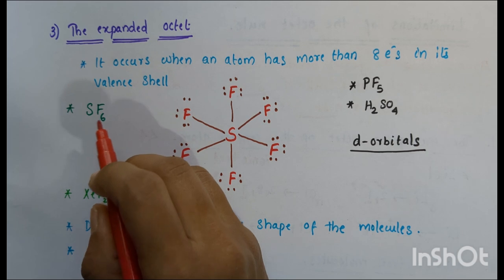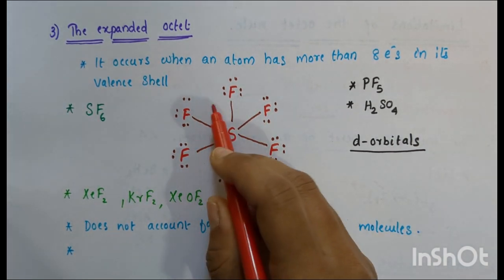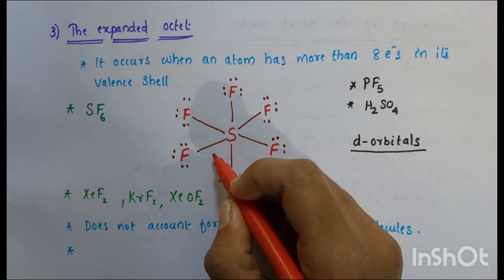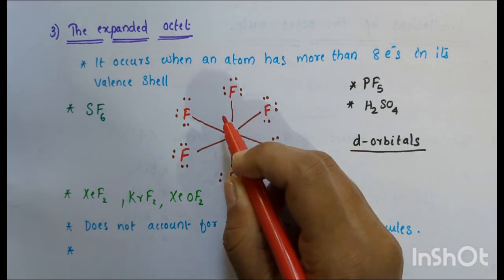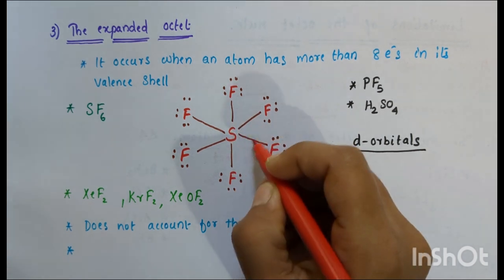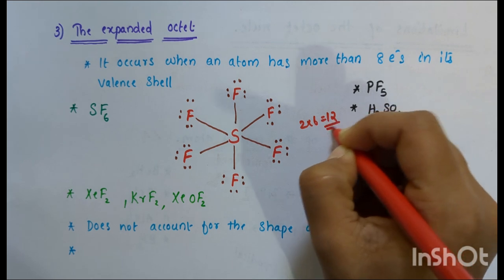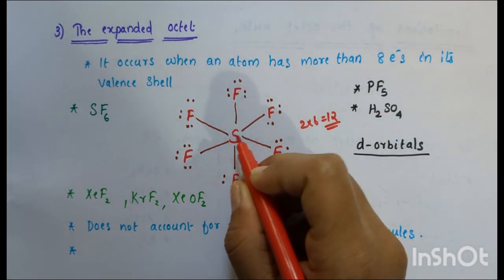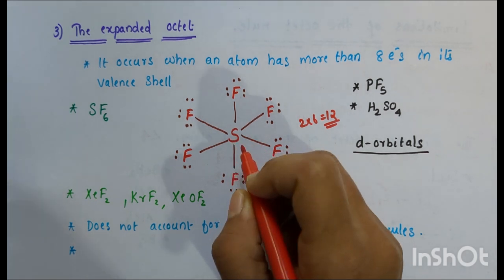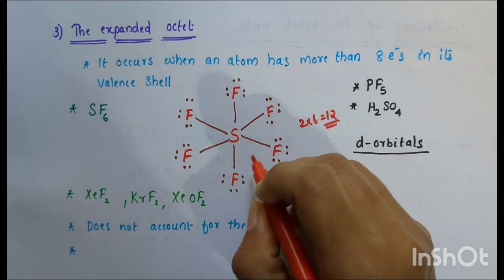See, in sulfur hexafluoride, sulfur is the central atom bonded to 6 fluorine atoms. There are 6 single bonds around the sulfur atom. A single bond uses 2 electrons, so total 2 into 6, which is equal to 12 electrons around the sulfur atom, which is far exceeding the octet rule. As per the octet rule, for stability, it requires only 8 electrons. But for sulfur atom, there are 12 electrons around it in its valence shell.